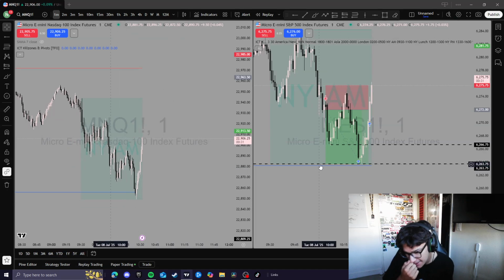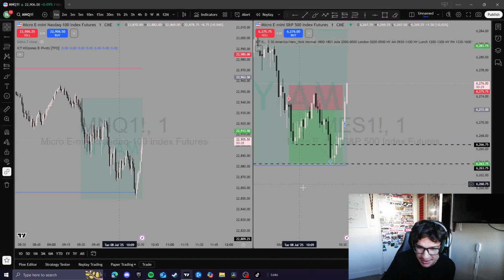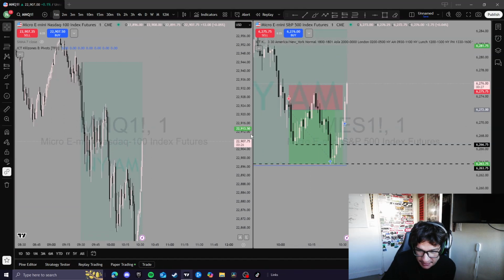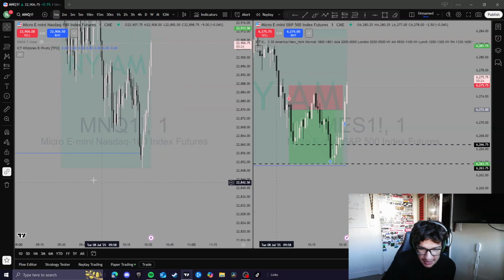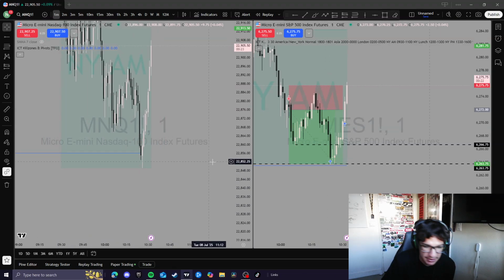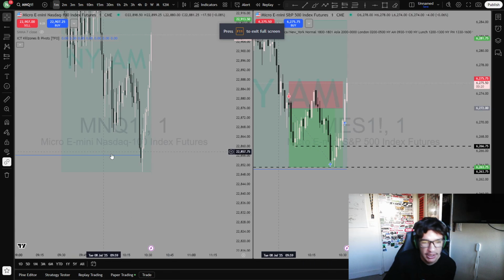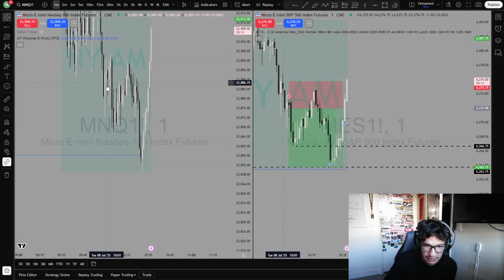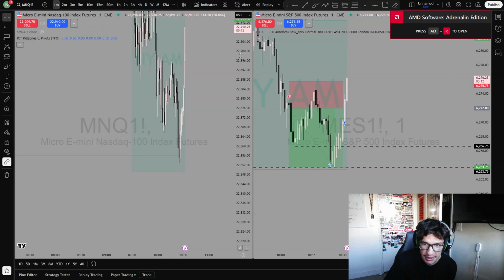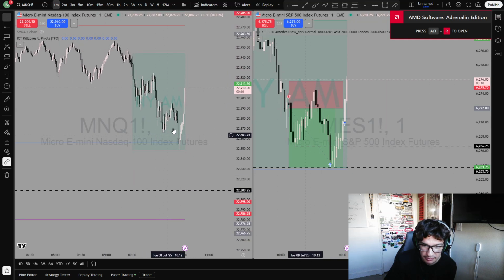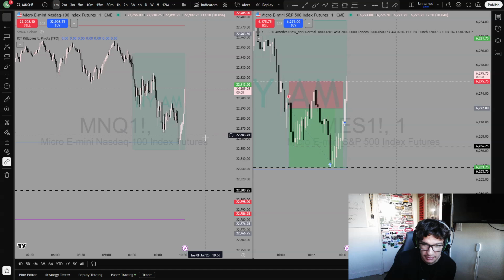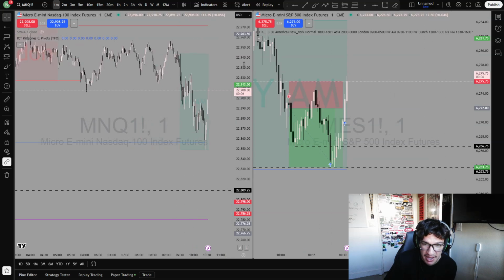But the reason that I wish I took it on Nasdaq though is because if you look right here on the chart, this blue line right here is Asian lows. Full screen. This blue line right here is Asian lows, and Nasdaq fully came down, created a little bit of a bearish market structure, and now we're actually having a break of structure. So there's a MSS, market structure shift.